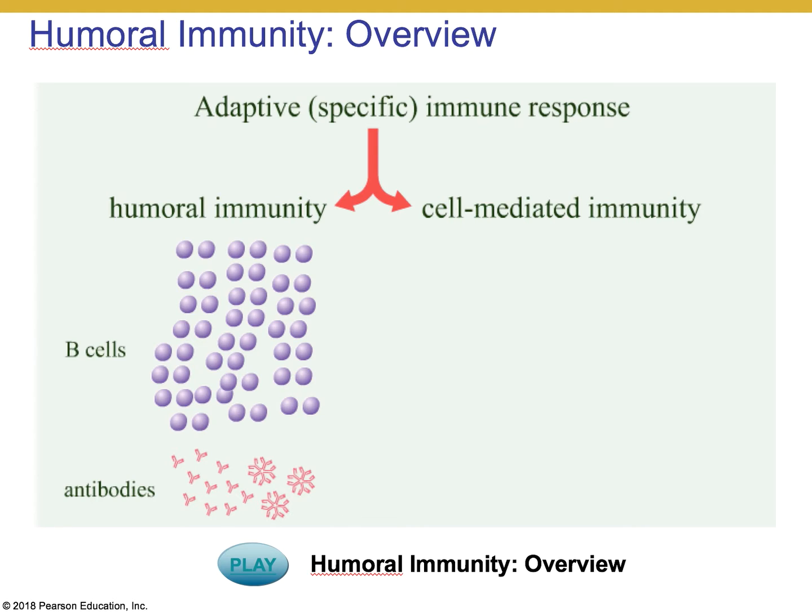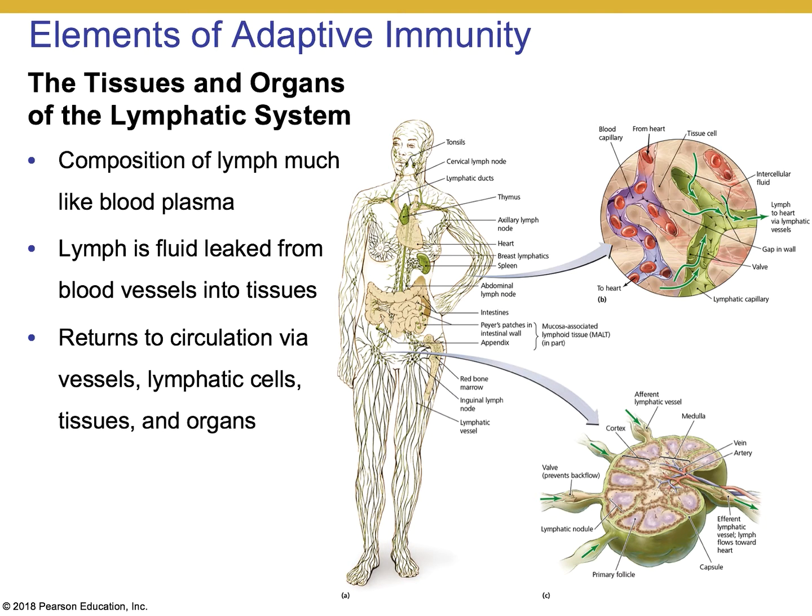So before we talk about specifically how those types of cells work to protect our bodies from invading microbes, we need to look at the corresponding tissues, parts of the body that are involved in this type of immune response. Now, as the name implies, lymphocytes are cells that are present in the lymph and in the blood, primarily in the lymph. The composition of the lymph is much like blood plasma. This is a bodily fluid which leaks from the blood.